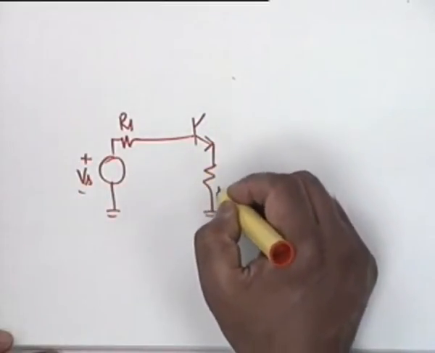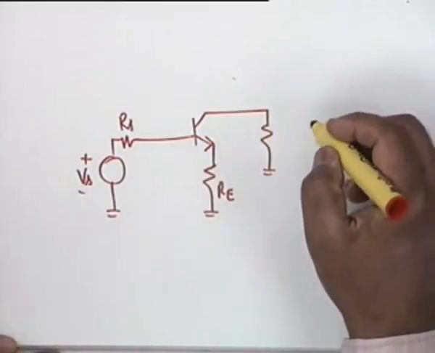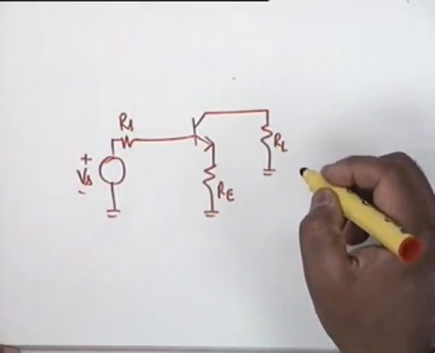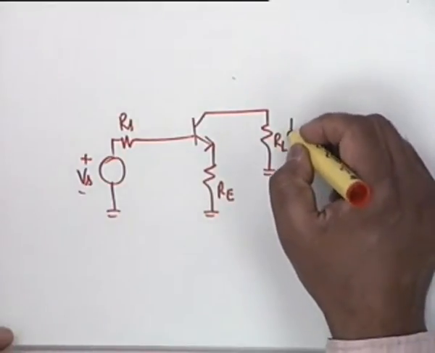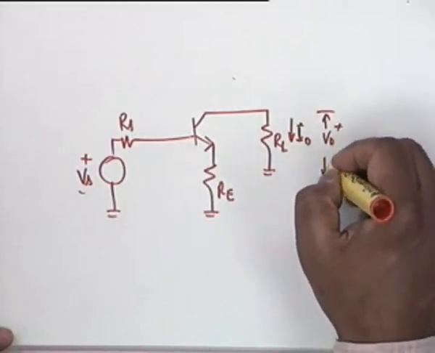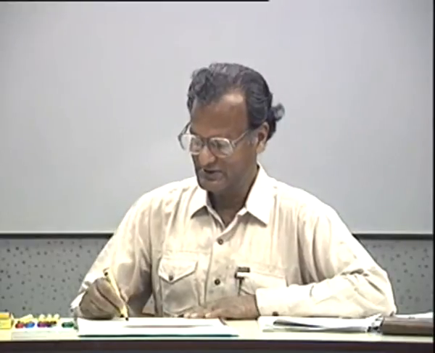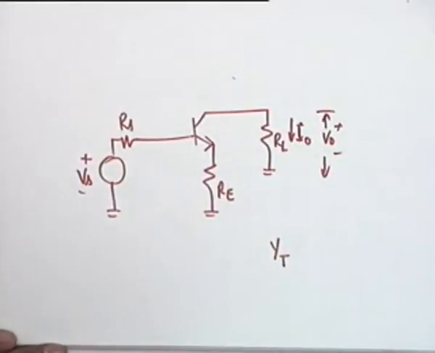Then the feedback is through RE, and of course, what should be the output now? It's a series, so the output should be a current. Let's say I0, and this is V0, the output voltage. But our modeling should be in terms of voltage to current. In other words, the transfer function should have the dimension of admittance. So the transfer function should be YT, the transfer admittance, with capital T subscript for transfer.